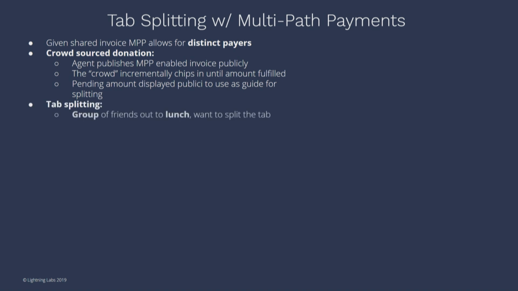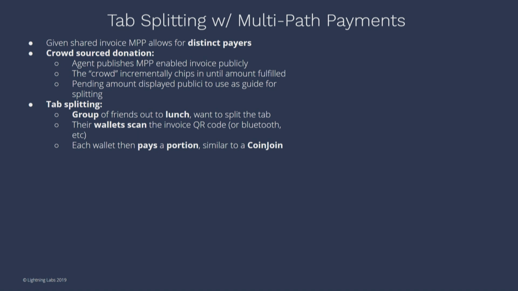And another cool case is tab splitting. Let's say three of us are out to lunch, and we're paying over Lightning, and there's an invoice. What we can do now is all three of us actually pay the tab concurrently. I say, okay, I pay $5, you pay $5, you pay $3 because you only got a coffee or whatever else. You can actually pay that all at once. It's pretty cool because it's kind of like a coin join on Lightning itself.